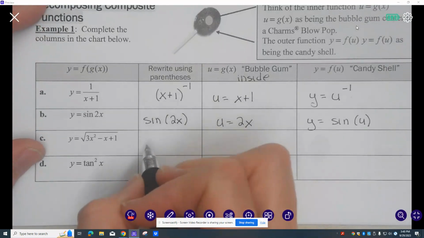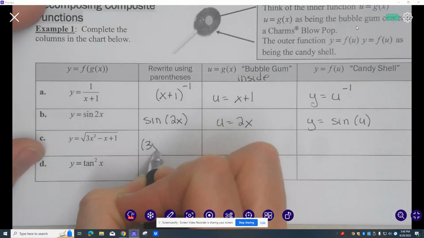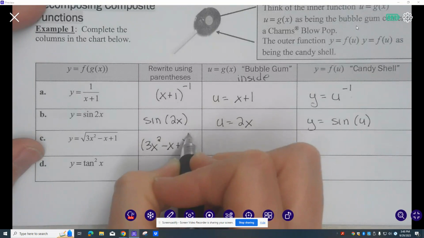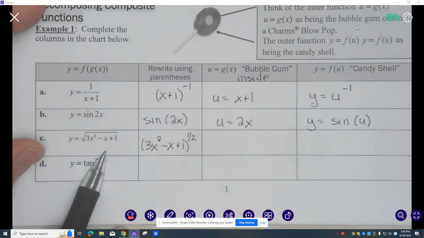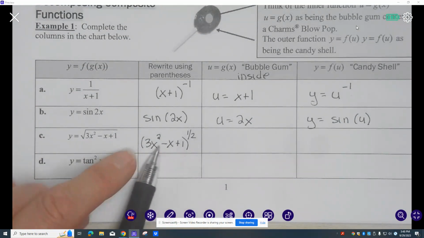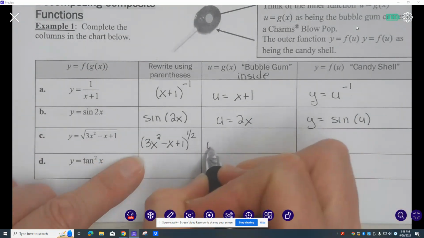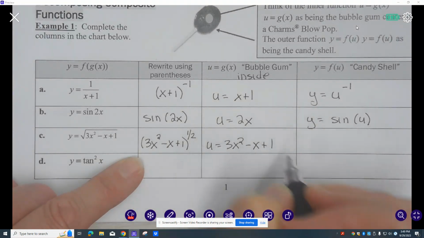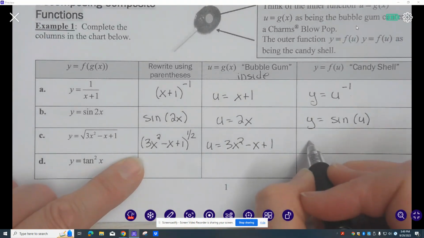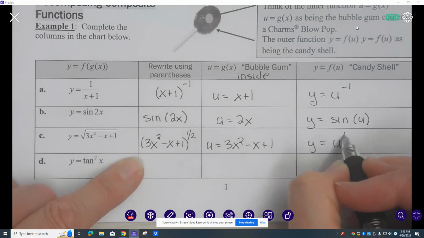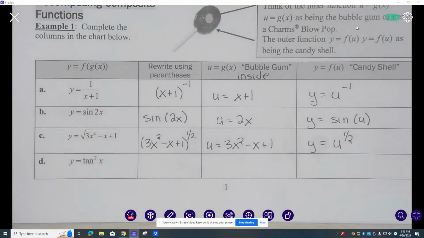Write it with parentheses to begin. So that's going to be a power of 1/2. So 3x squared minus x plus 1, to the 1/2, because square root is 1/2. Square root is the outside function. This is the inside. So u equals 3x squared minus x plus 1. The outside is the square root, or the 1/2. So it would be u to the 1/2.